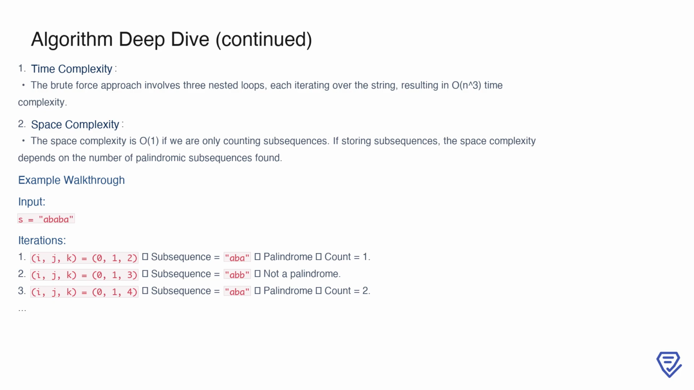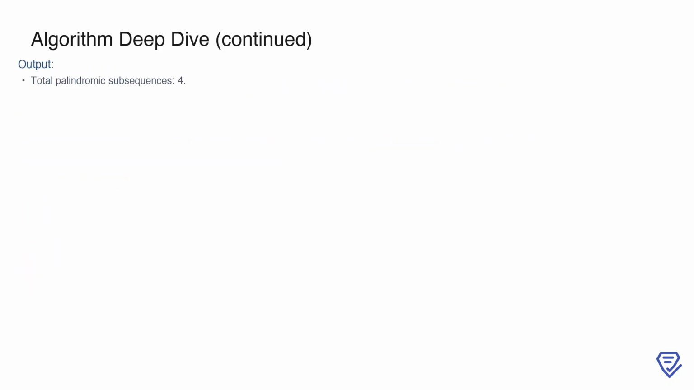Continuing this process for all triplets, we count all palindromic subsequences in the string. For the input string s equals ababa, the algorithm identifies 4 palindromic subsequences. These include subsequences like ABA formed by indices 0, 1, 2, and 0, 1, 4. The final output is the total count of palindromic subsequences, which in this case is 4.